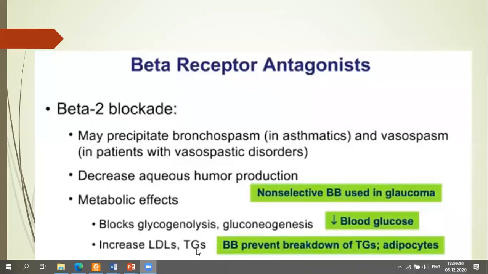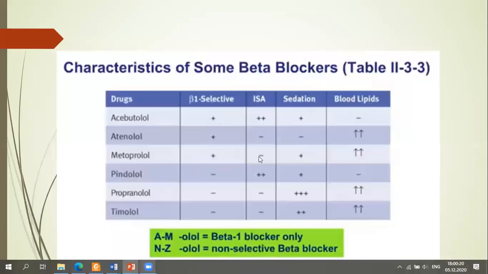Increase in LDLs and triglycerides. LDLs are low density lipoproteins. When there is an increase of them, beta blockers prevent the breakdown of triglycerides in adipocytes. If there is a prevention of breakdown of triglycerides and LDLs, their amount will be increased, okay? So triglycerides and LDL levels will be increased, okay?